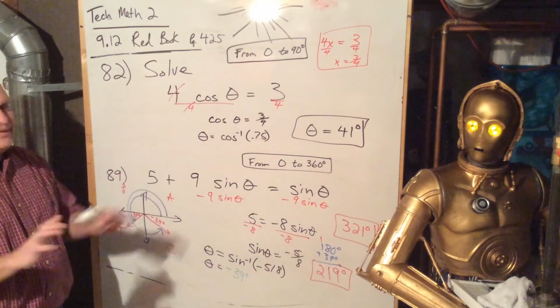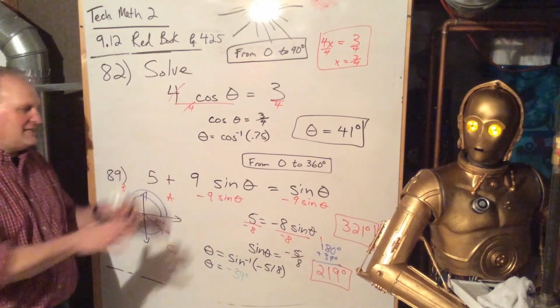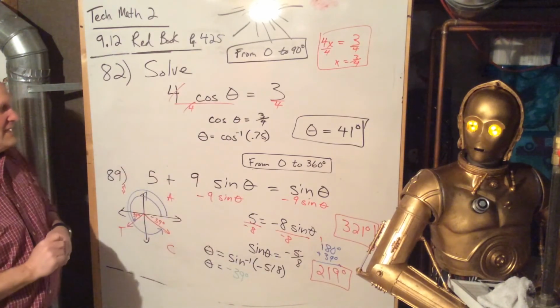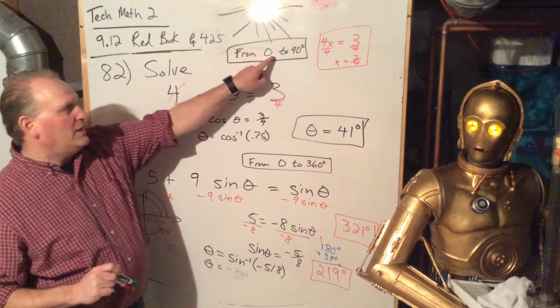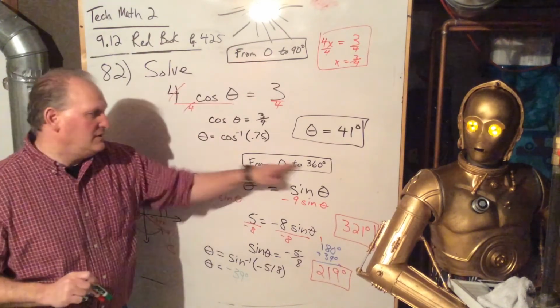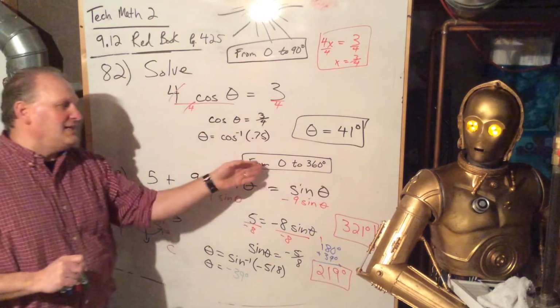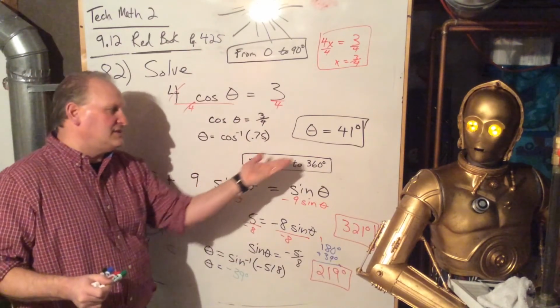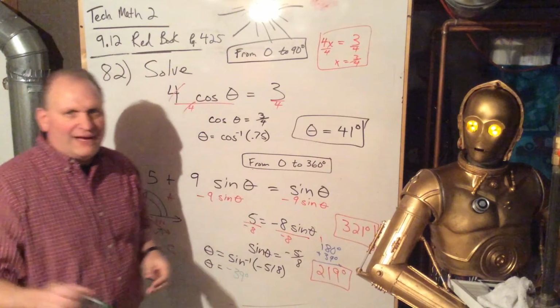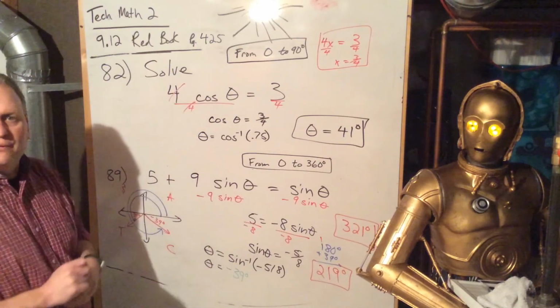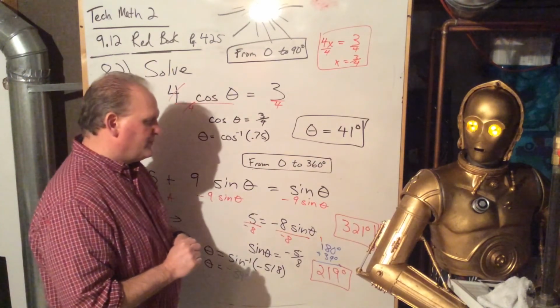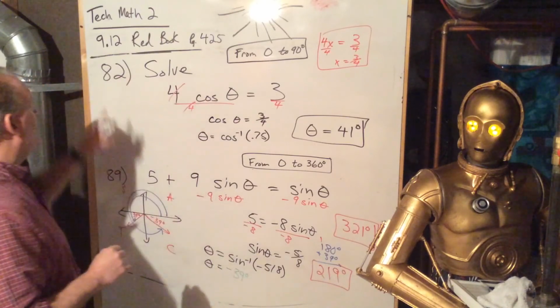Don't worry about this. It's not going to make it to a test. I just want you to understand that depending on what they give you, whether it's 0 to 90, whether it's 0 to 360, they could give you two periods. They could say 0 to 720, and we'd have to find 4 different angles going around. And so that ends chapter 9.